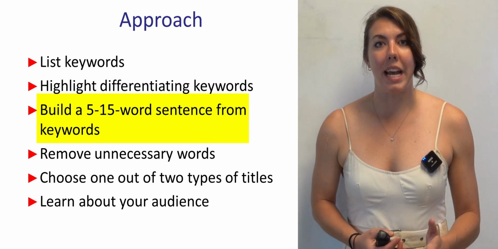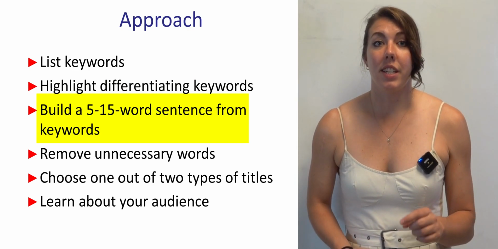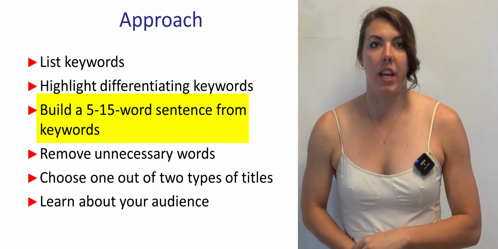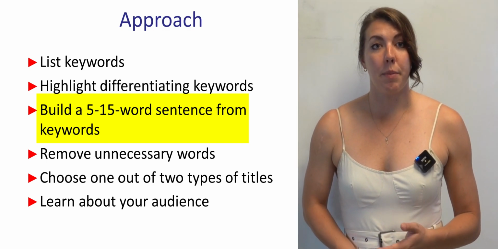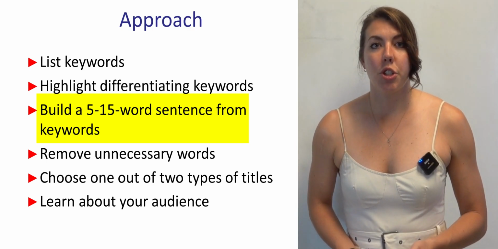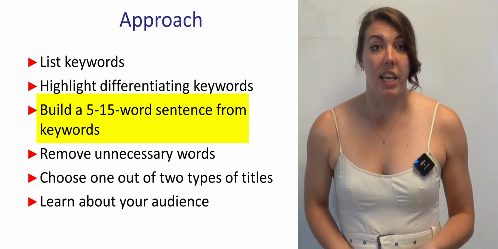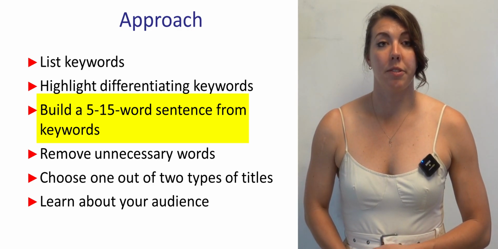And then you'll want to combine about 5 to 10 keywords, including the highlighted ones, in a sentence with other connecting or clarifying words. And then try a few different combinations before you decide on a final one. The length of the title should be somewhere between 5 to 15 words. Typically around 10 is recommended for a good title.